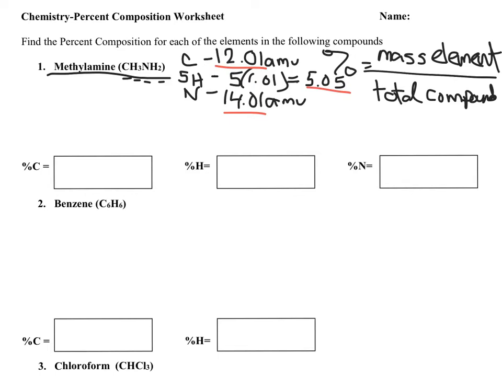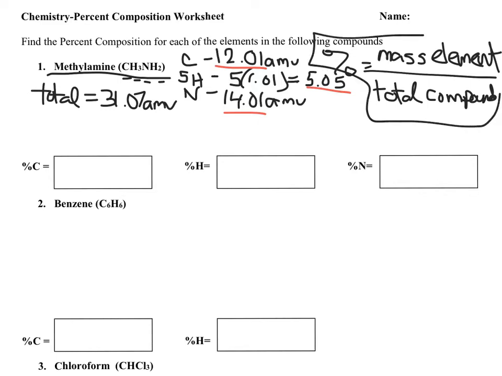a total mass, and let me write that, total. The total mass is around 31.07 atomic mass units.